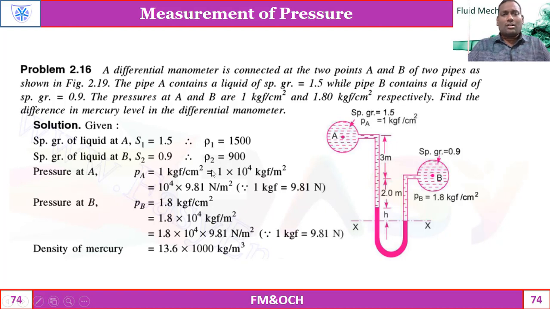We need to convert all into SI units, that is Newton per square meter. So 1 kg force per square centimeter converted into square meter is 1 into 10 power 4 per square meter. We all know that 1 kg force is equal to 9.81 Newton. Substitute this, we get this in Newton per square meter. So PA in SI units and PB in SI units are there. So we need to go ahead.